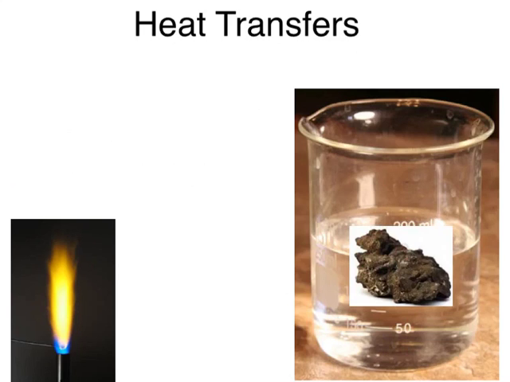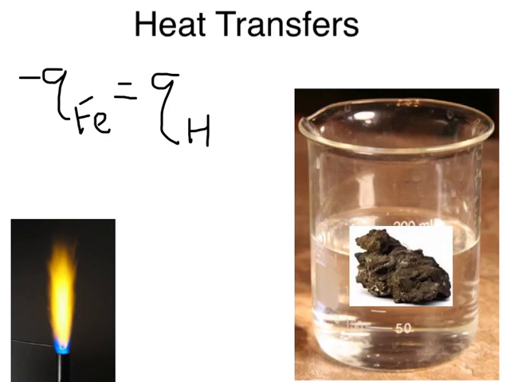So watch this. The energy lost, the heat lost by the iron is going to be gained by the water. Okay? All right, now, we know what Q is. Q is a value, and this obviously involves a temperature change, so it's going to be mc delta T.